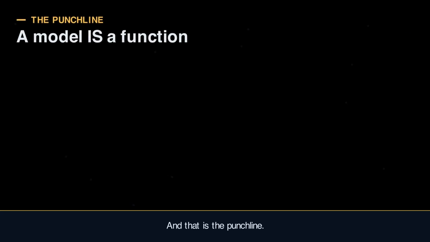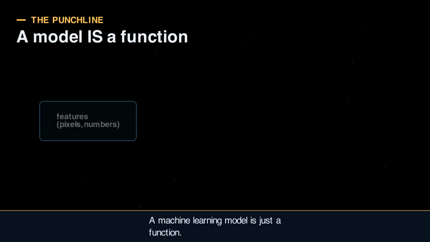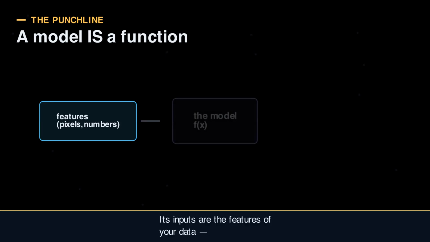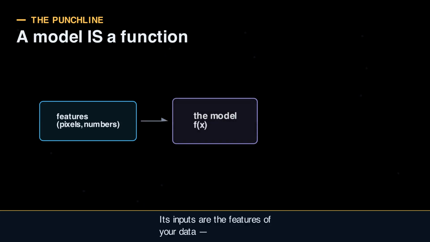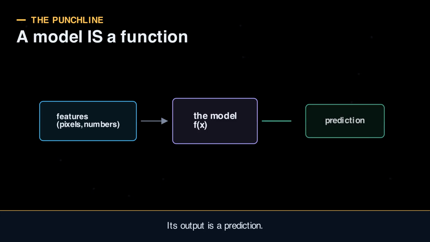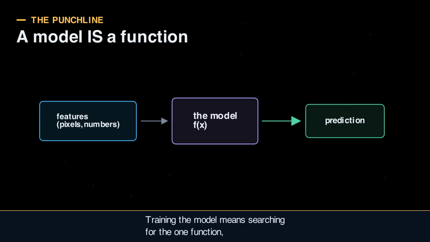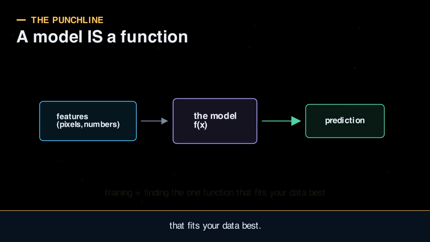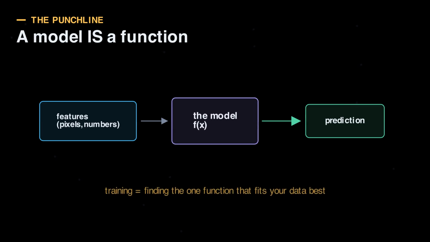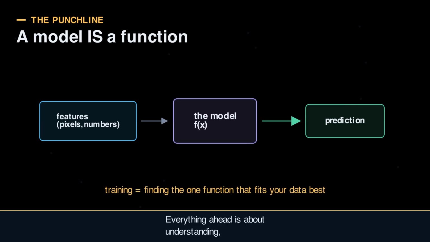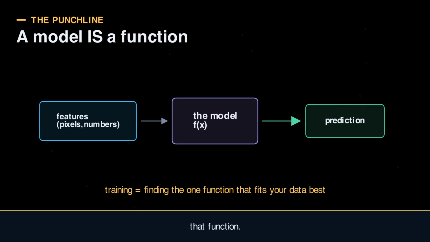And that is the punchline. A machine learning model is just a function. Its inputs are the features of your data, the pixels, the numbers. Its output is a prediction. Training the model means searching for the one function out of billions that fits your data best. Everything ahead is about understanding and shaping that function.